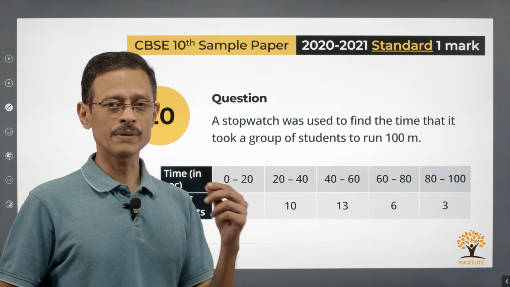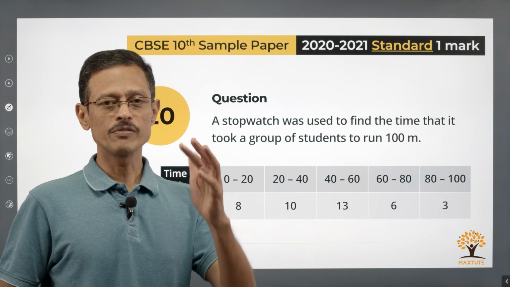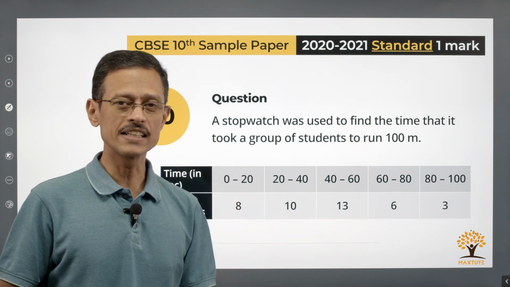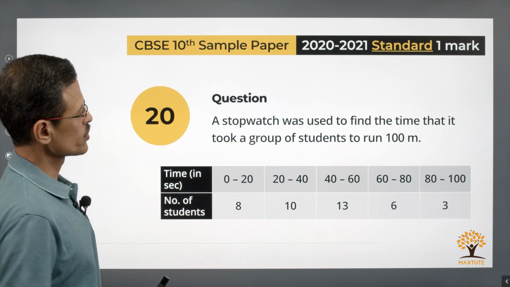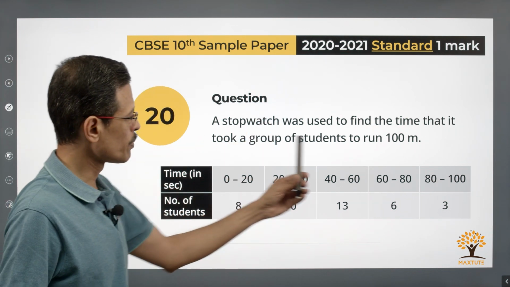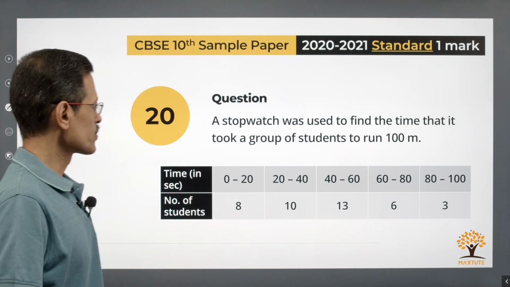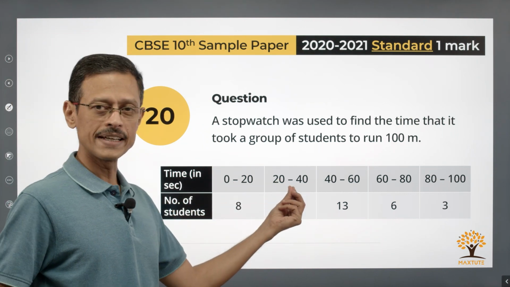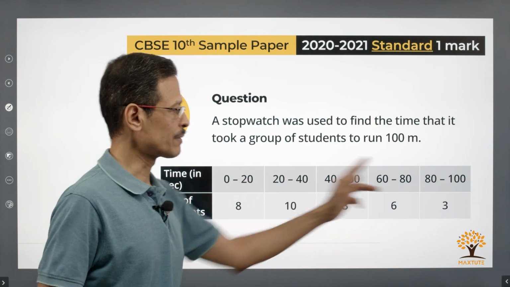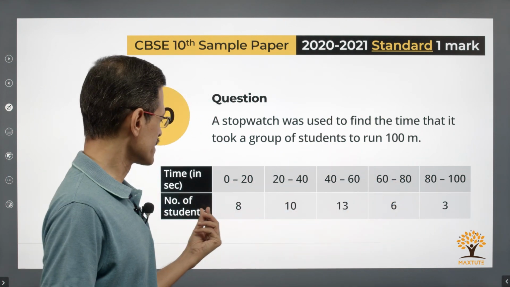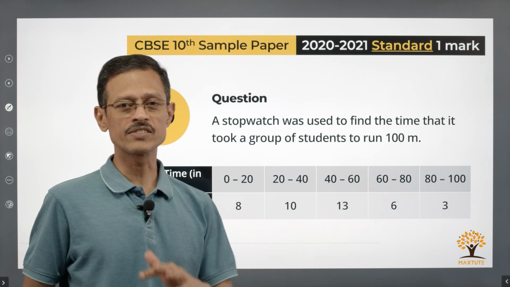This question is from the topic statistics, looking at concepts of mean, median and mode. All of these are tested in this very simple question. Let's get started. A stopwatch was used to find the time that it took a group of students to run 100 meters. The time intervals measured are 0 to 20, 20 to 40, 40 to 60, 60 to 80 and 80 to 100. These are the class intervals that have been noted, and this gives us the number of students in each of these class intervals.